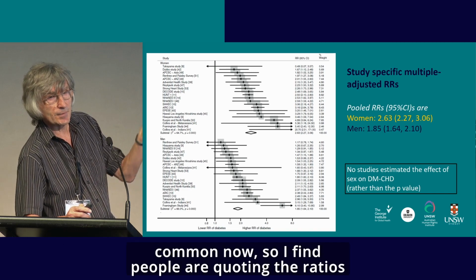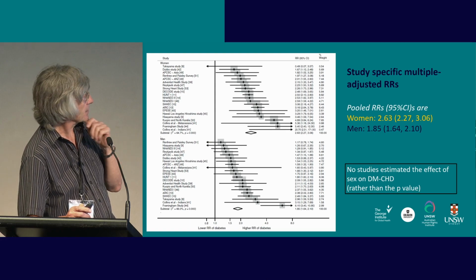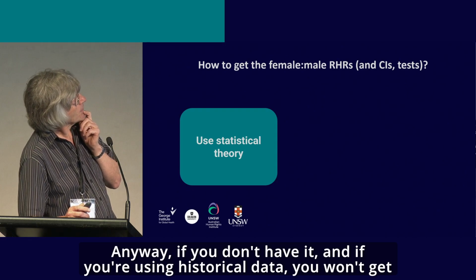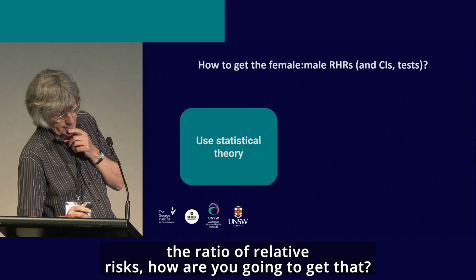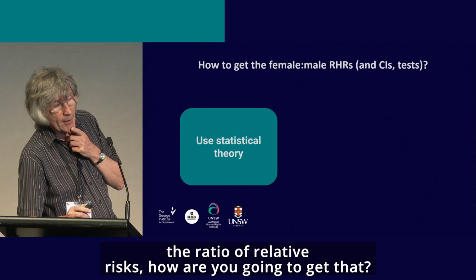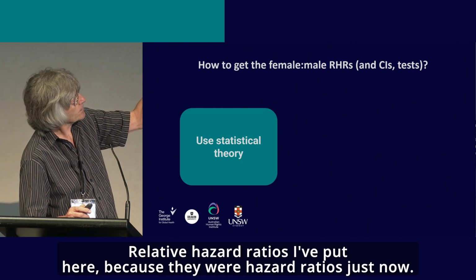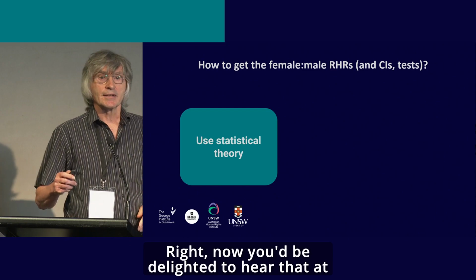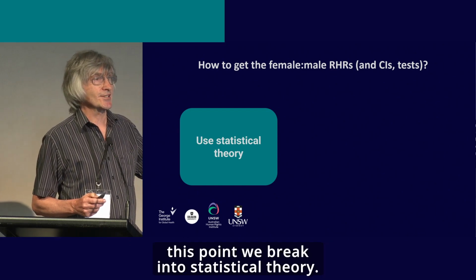So I find people are quoting the ratios of relative risks, which they didn't do 10 years back. Anyway, if you don't have it, and if you're using historical data, you won't get the ratio of relative risks. How are you going to get that? Relative hazard ratios I've put here because they were hazard ratios just now. Right, now you'd be delighted to hear that at this point we break into statistical theory.